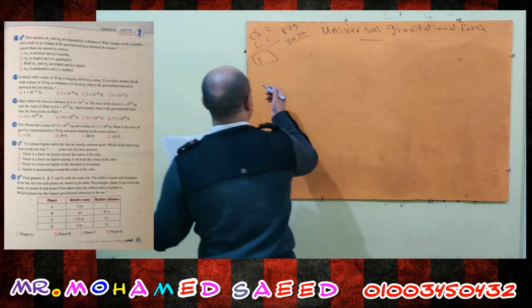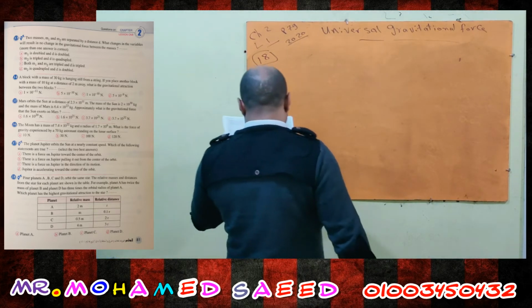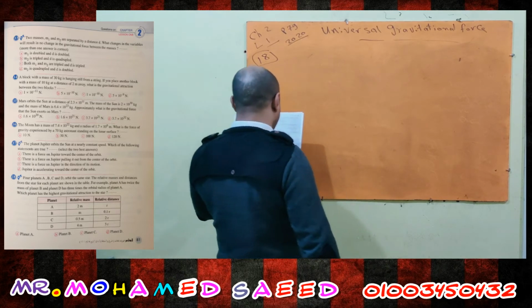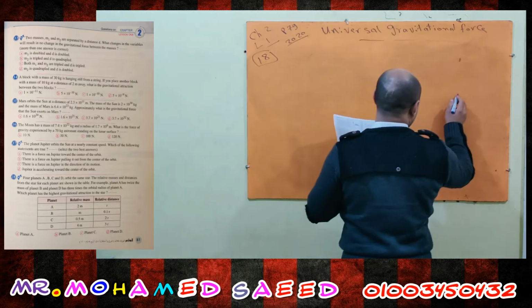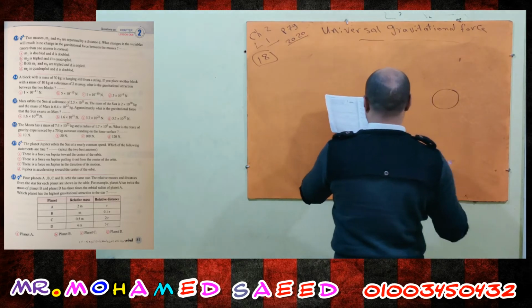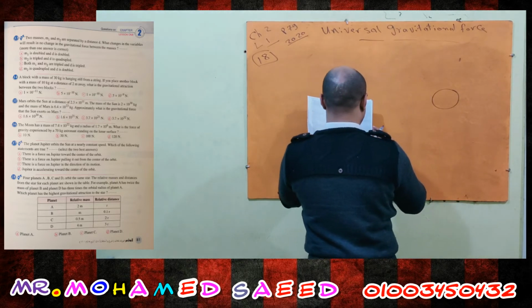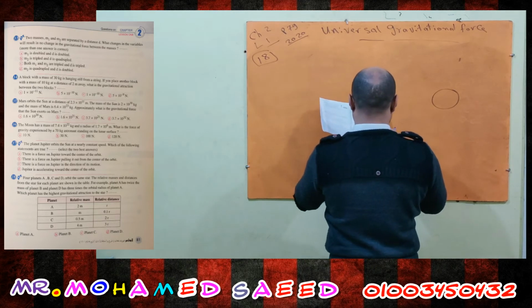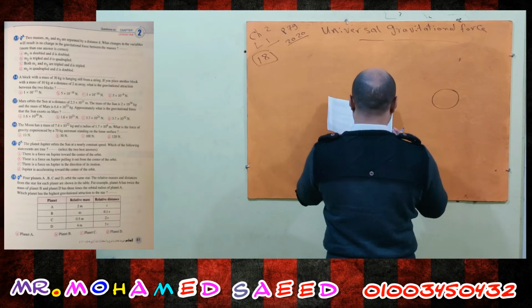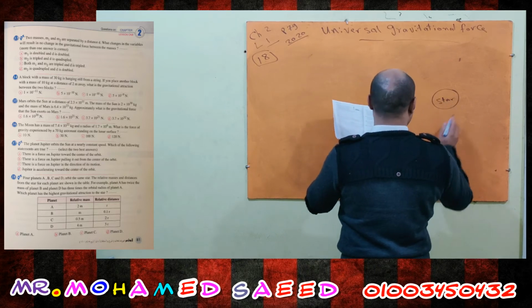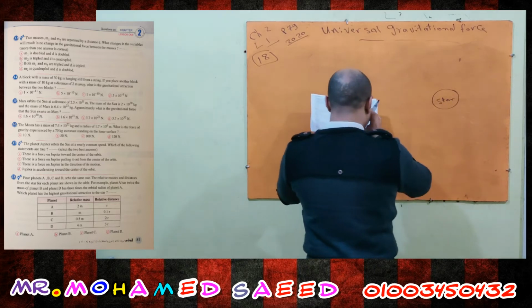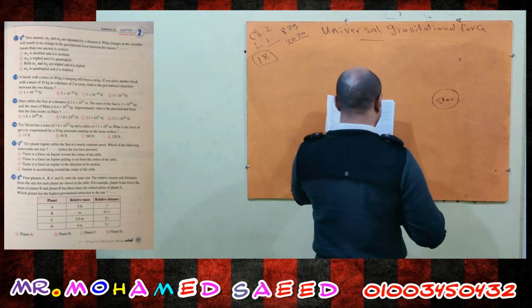18. Four planets A, B, C, and D orbit the same star. The relative masses and distances from the star of the four planets are shown in the table.